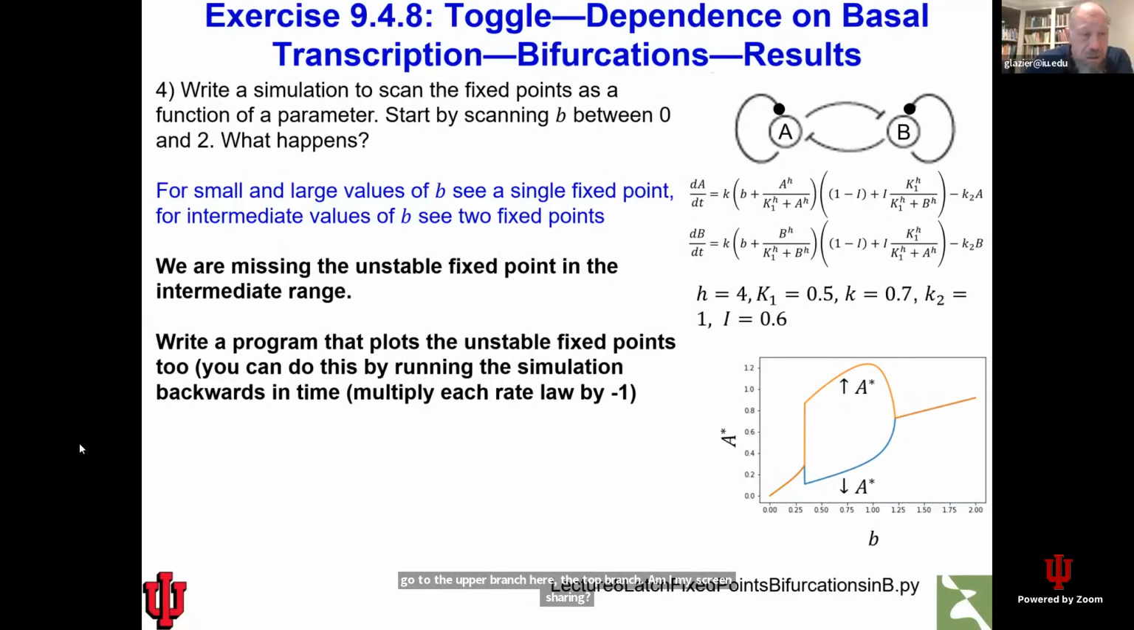We go to the upper branch here, the top branch. Am I screen sharing? I cannot see the slide. Sorry about that. Okay. So we go to this upper branch here when A is bigger than B. We go to the lower branch here when A is less than B. So what happens if A equals B? That should give us the unstable branch.